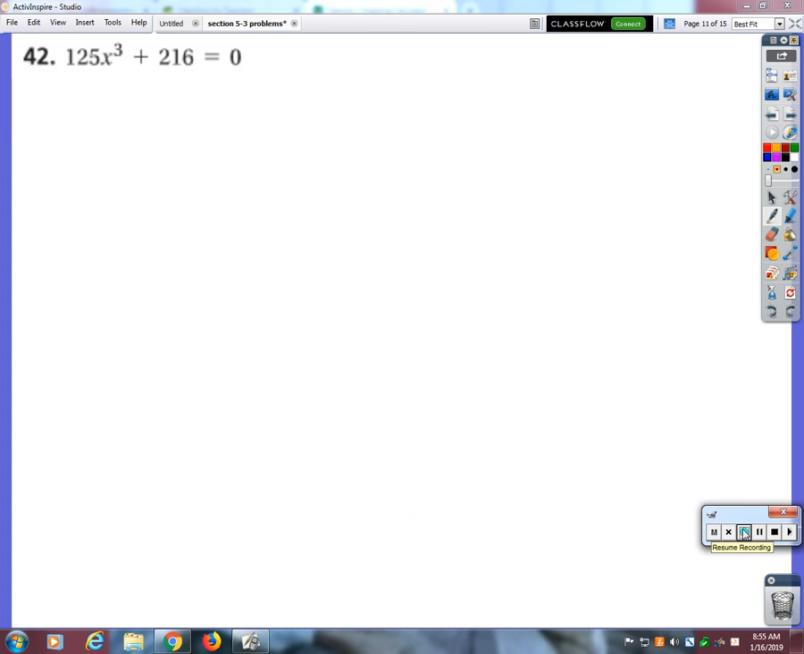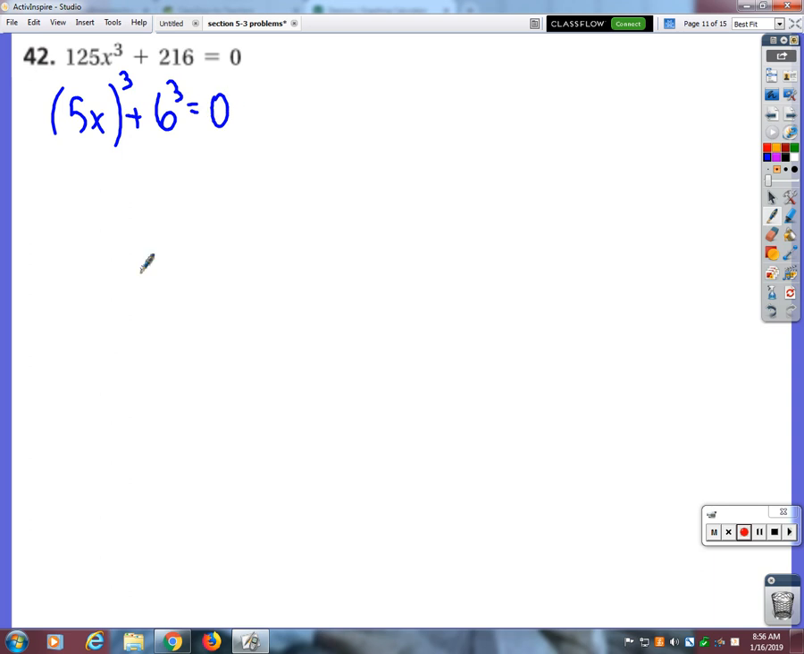Okay, this is a good one. We haven't done this one yet. Flipped around, this is the sum of 2 cubes. 125x cubed is what cubed? 5x. And then 216 is what cubed? 6? Yeah, 6 times 6 is 36 times 6. So that is 6 cubed.